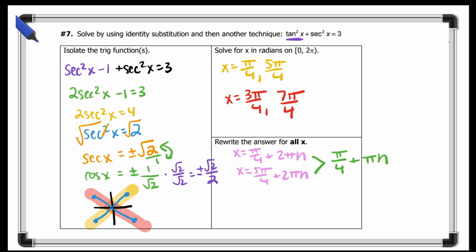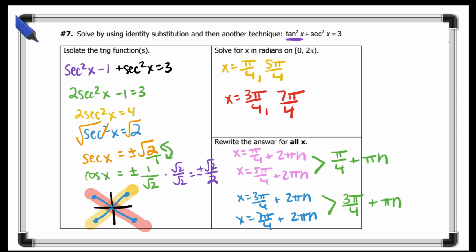So the next one is 3 pi over 4 plus 2 pi n. And then 7 pi over 4 plus 2 pi n. And again, another way for you to rewrite this, because these are pi distance apart, you can write 3 pi over 4 plus pi n.